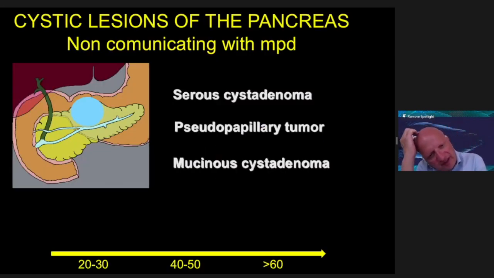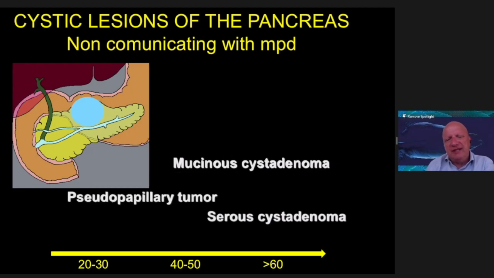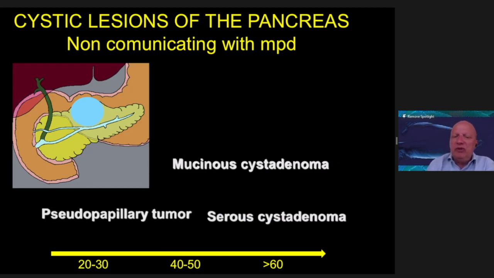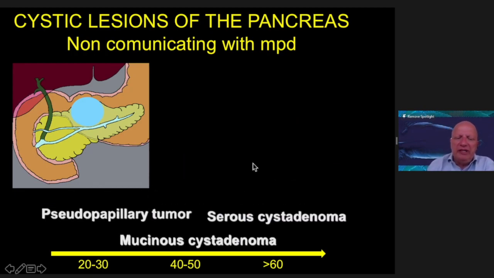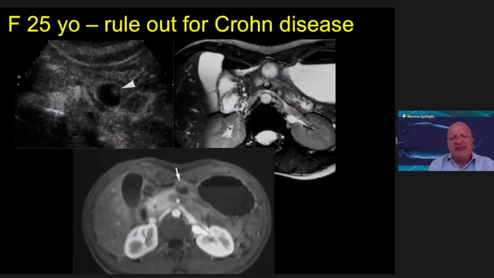Non-communicating lesions occur most frequently in females, and we know there is an age range, because serous cystic adenoma more easily occurs in women over 60, pseudopapillary in young women, and mucinous cystic adenoma in middle-aged women. So we can call them the tumor of the daughter, the tumor of the mother, and the tumor of the grandmother. The age is an important piece of information in order to try to better classify this lesion.